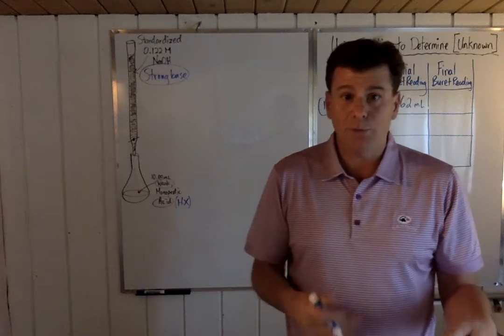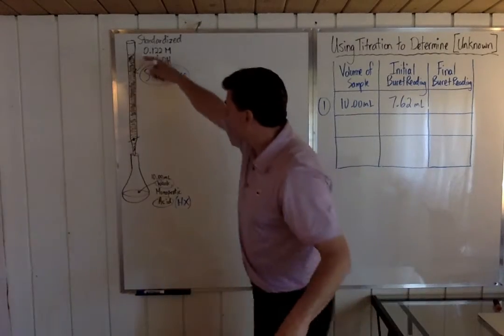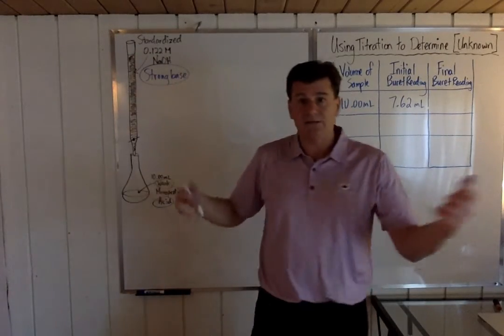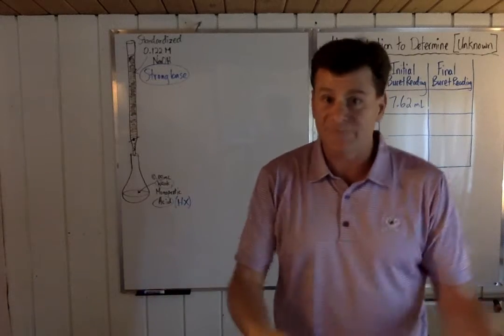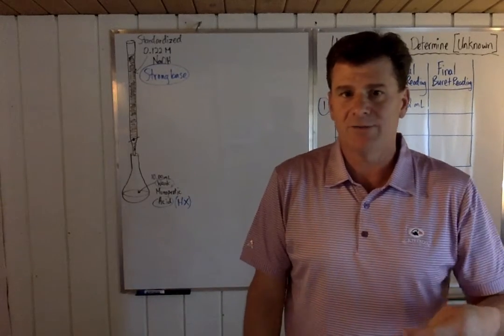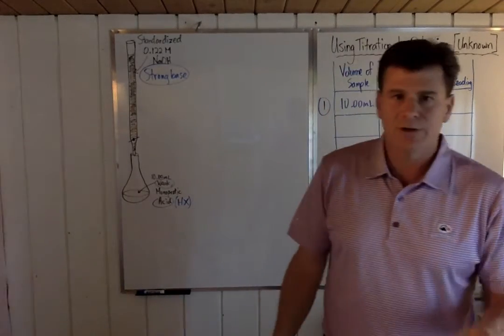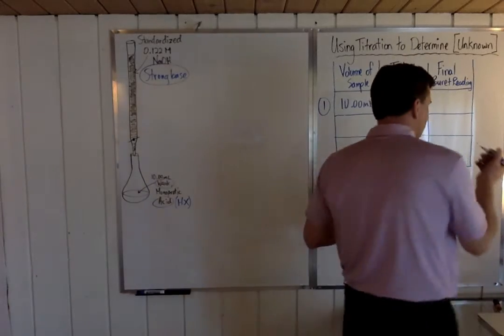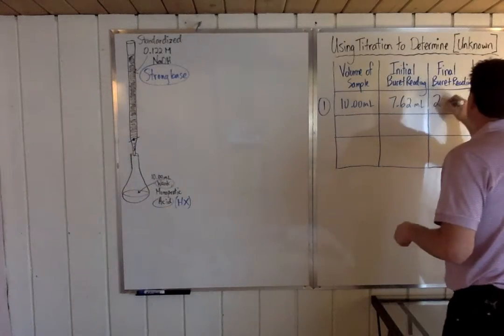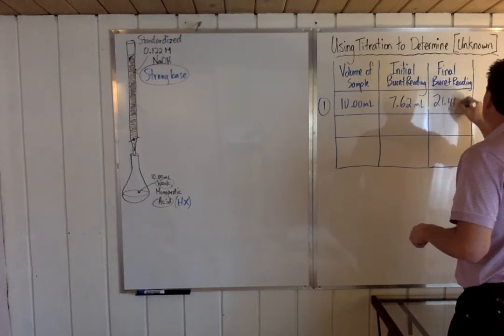Let's pretend at that point you're done, and obviously this level will have dropped down to some point, and you go, okay, well, I've reached equivalence. What's my final burette reading? So my final burette reading for this one, let's say, is 21.40.